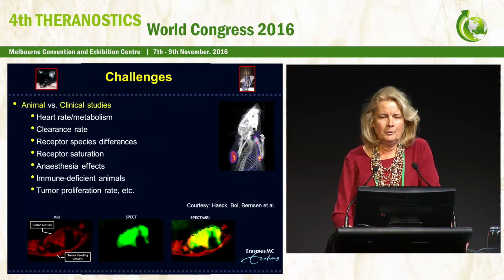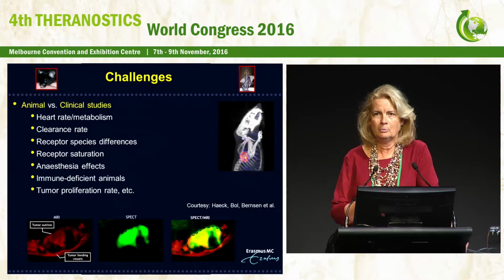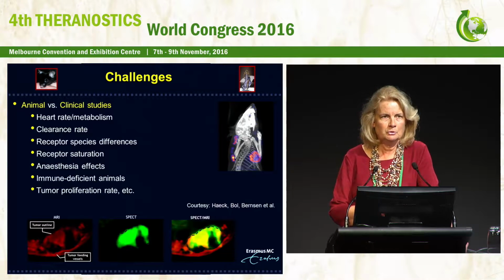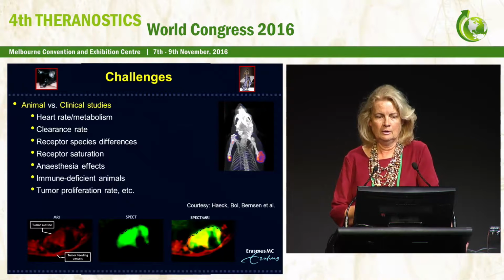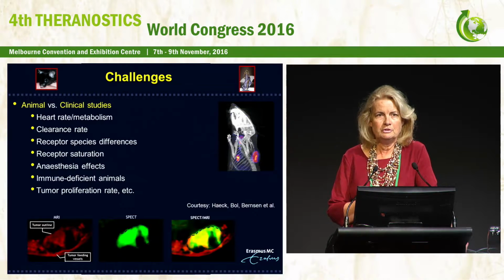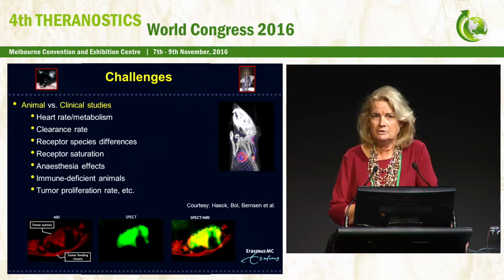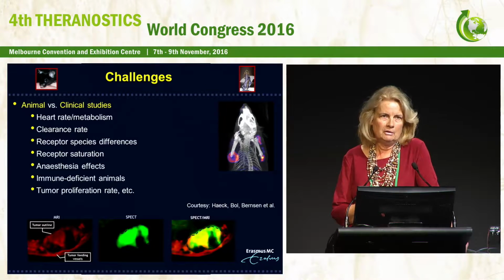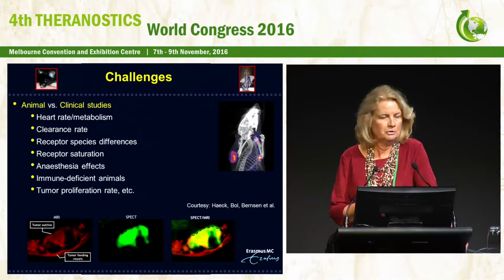But of course, animal studies can never replace patient studies, and we have to be aware that animals and patients are not the same. So there are quite some challenges. There are huge differences in heart rate, metabolism, clearance rate, much faster in these small animals than in the patients. We have to be aware of species differences with regard to receptor affinity. So we should avoid having a nice tracer that binds only to the mouse receptor and not the human receptor. Or we think we have an excellent tracer with no uptake in normal organs, but it's simply because there is no affinity for the mouse receptor.